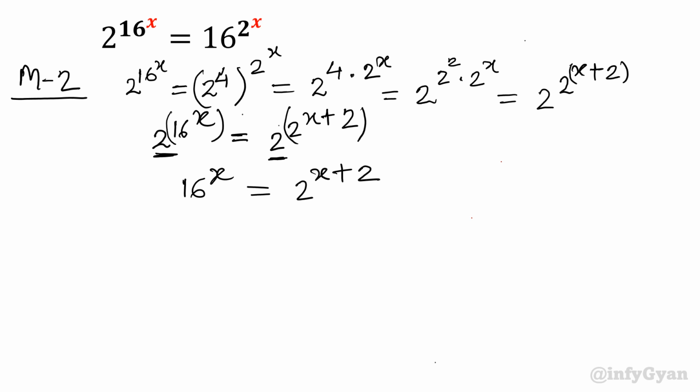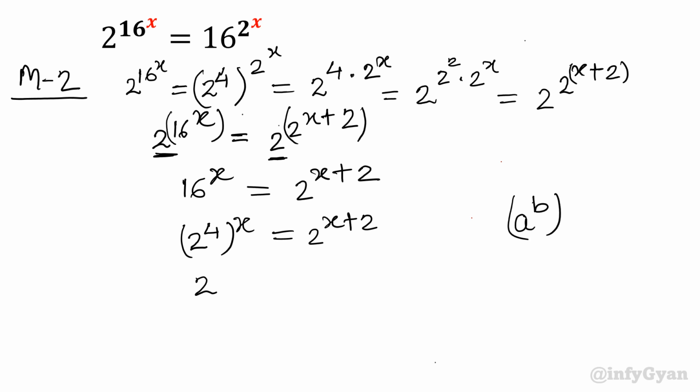Now I will only try to convert 16 into base 2. So we know that 2 raised to the power 4 whole power x equals 2 raised to the power x plus 2. Now by the property of exponents, a raised to the power b raised to the power c, I can write a raised to the power bc, the product of the powers. So I will write 2 raised to the power 4x will be equal to 2 raised to the power x plus 2.